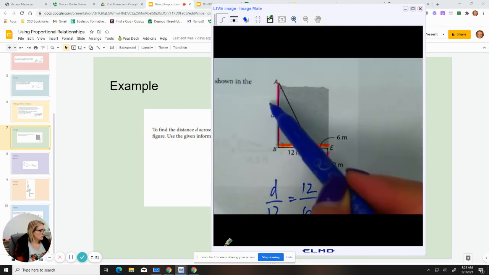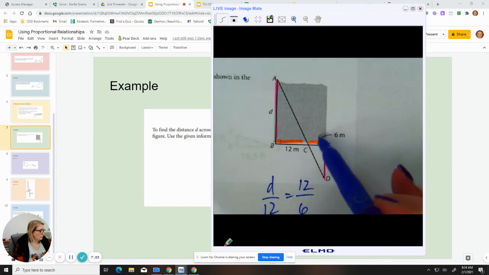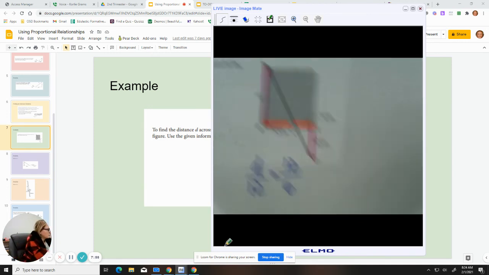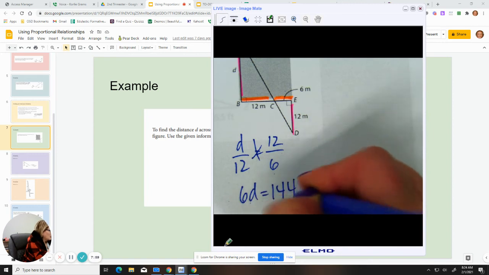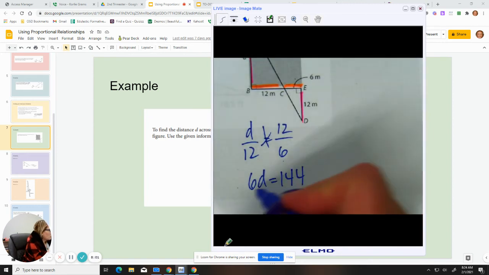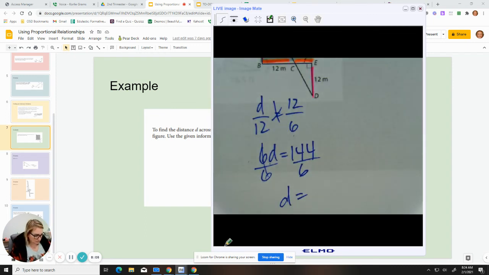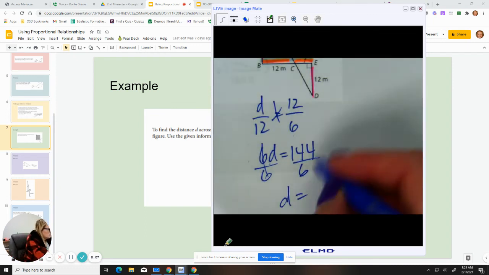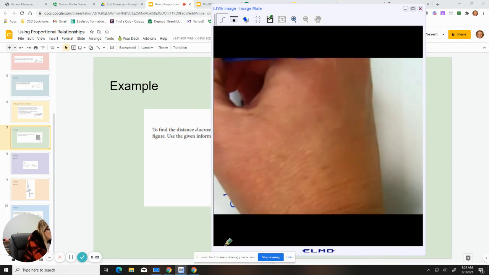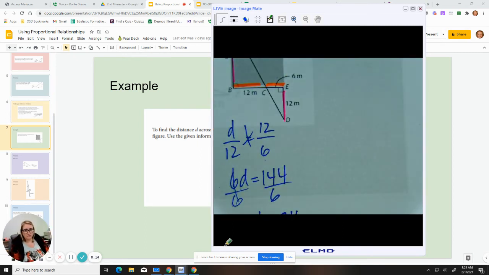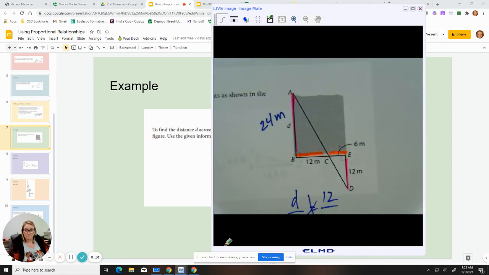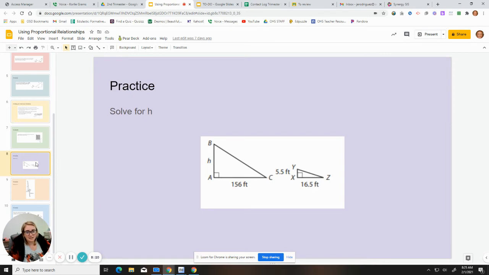D over 12, so pink over orange, pink over orange. Okay? Once you have that, again, we cross multiply. 6D equals 144. Divide by 6, and D is equal to 24. So that tells us that this is 24, and meters is the unit that we are using. Okay, 24 meters.